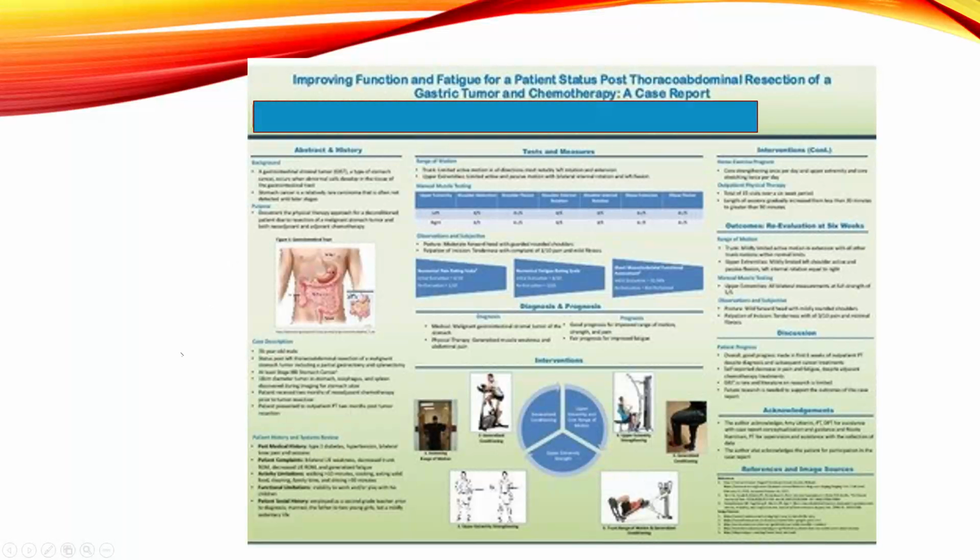Here is an example of a case report. Again, here is the background. This is the purpose of the study. They've described the case in really good detail, and then they did a really nice job of showing what tests and measures they use. So these are the tests and measures.